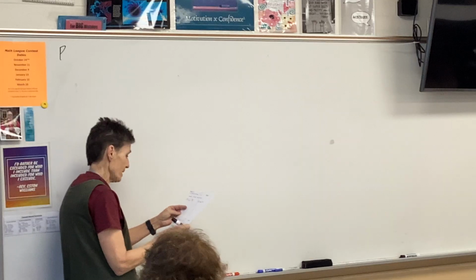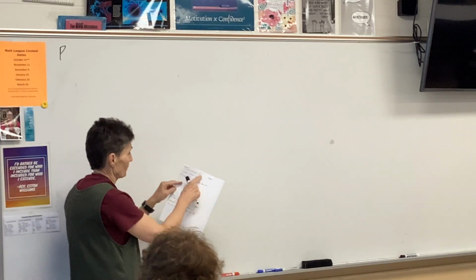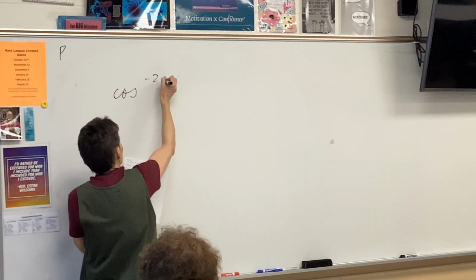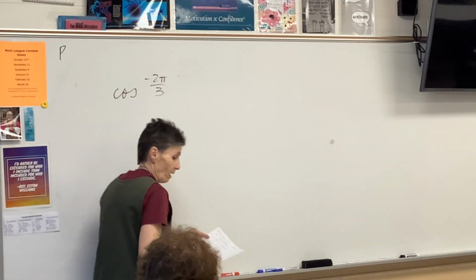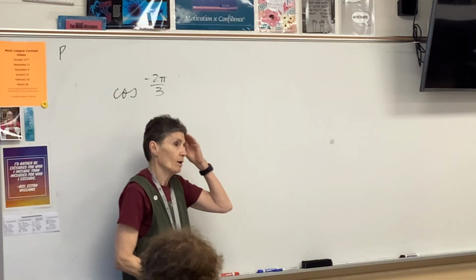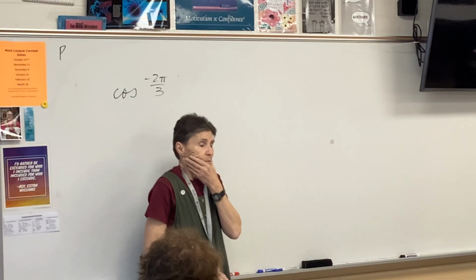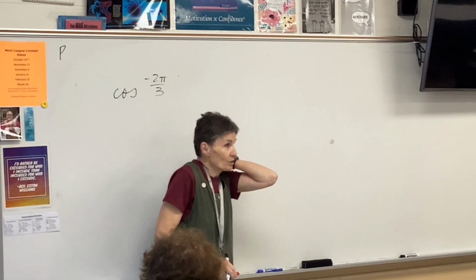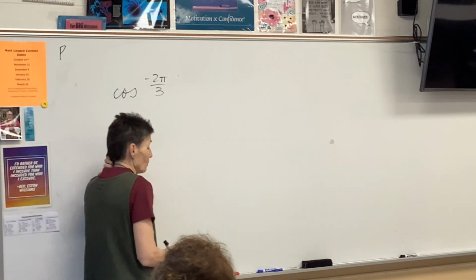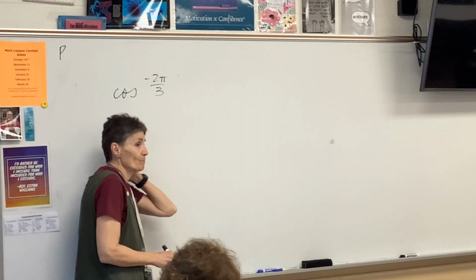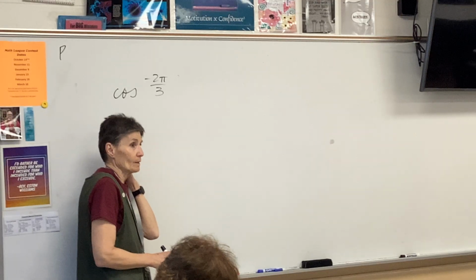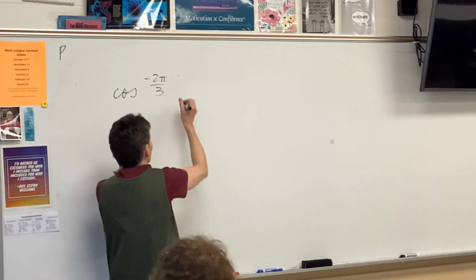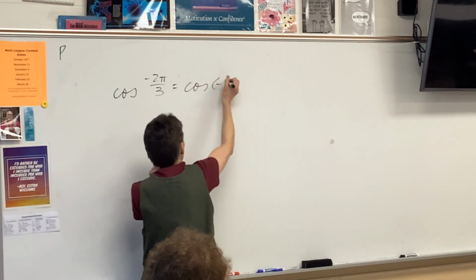Okay, so here we go. I'm on the side that says 1 and 2. So we're finding the cosine of negative 2 pi over 3. Lots of things are going through our head right now. What's the first thing we'll probably want to do? Change it into degrees. So how do we do that? 180 times 2 divided by 3, right? So we're going to get negative 120.